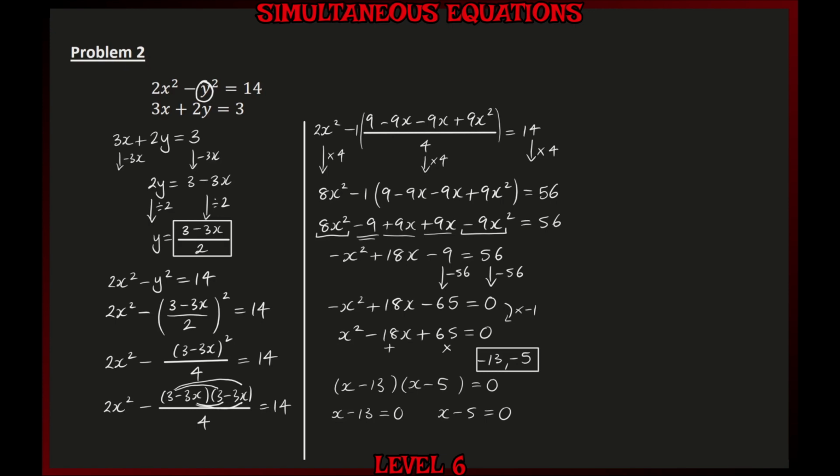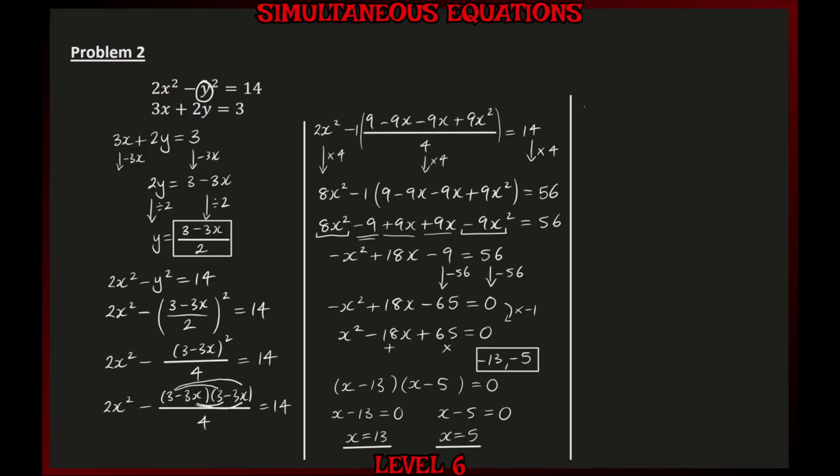For the first equation, x minus 13 is 0, we can add 13 to both sides, and we get x is equal to 13. And similarly, for x minus 5 equals 0, we can add 5 to both sides, and we get x is equal to 5. So these form the first part of our solution. We now need to find a corresponding value of y for each of those x values.